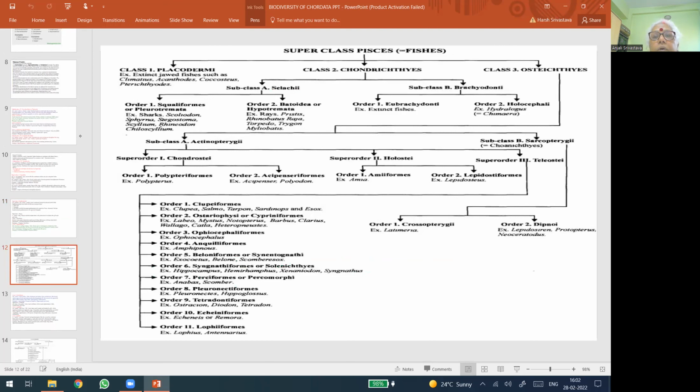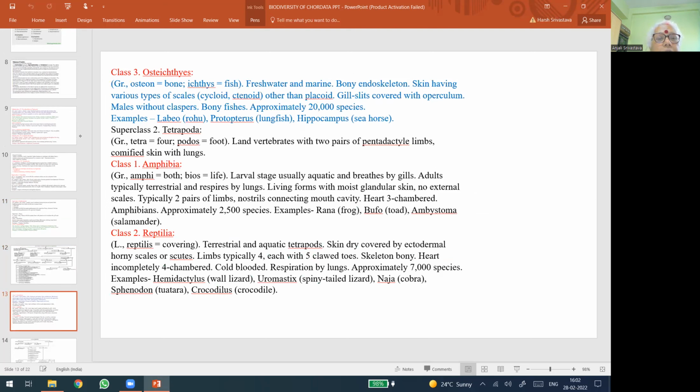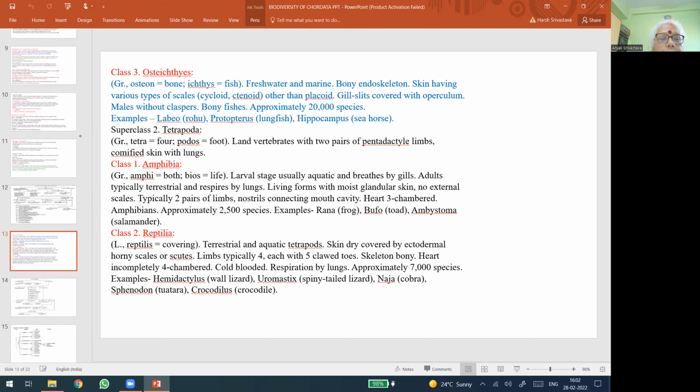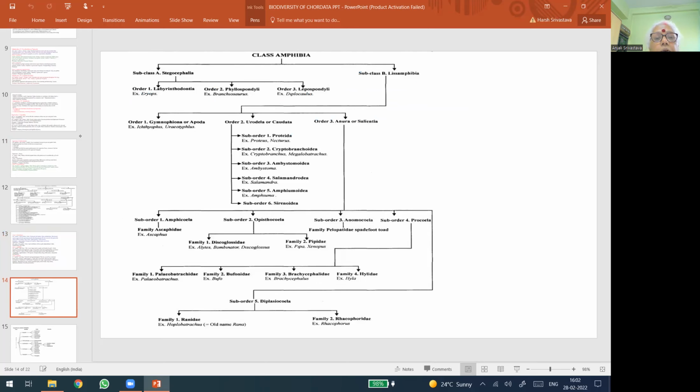This is the outline of superclass fishes, including main superclasses, subclasses, classes, and orders. This is the outline. Then this is the Osteichthyes, which includes the bony fishes. Then comes another group, Amphibia, which shows two types of life habitats: in water and on land. They show two types of habitats throughout their life cycle. Next, this is the outline of the class Amphibia, including the subclasses and orders.